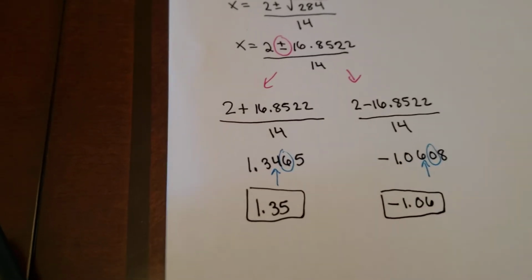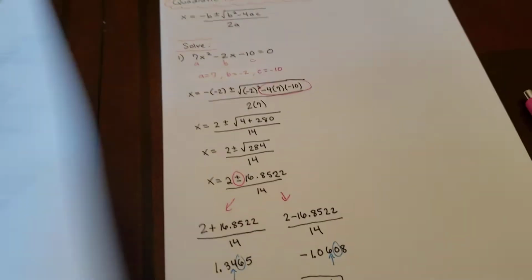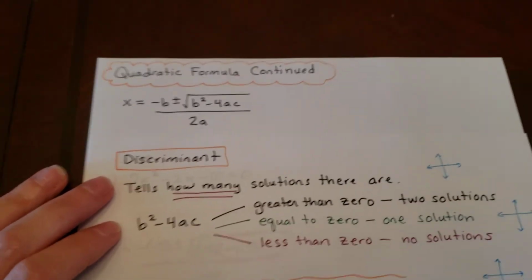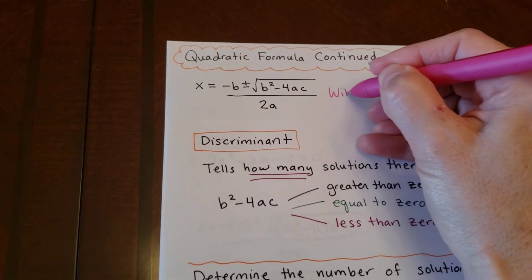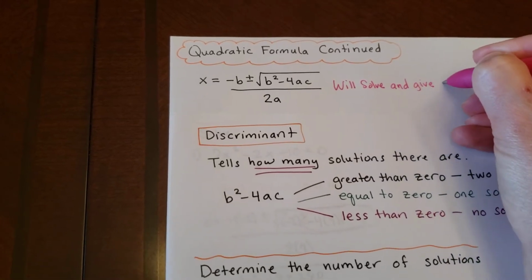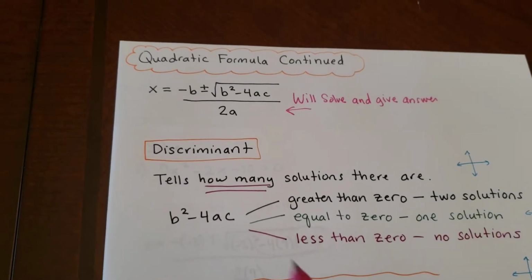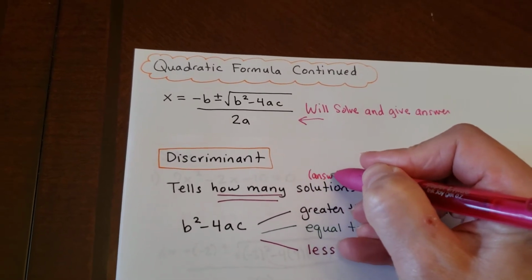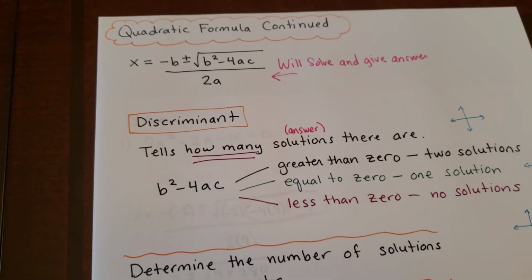So the other part that is going to be discussed for quadratic formula talks about the discriminant. So let me go ahead and show you. So the discriminant, what is different about the quadratic formula? The quadratic formula will solve and give you the answer, where the discriminant will just tell you how many answers there are. So remember, solutions is just another word for answer. It won't tell you what the answer is, but it'll tell you how many.